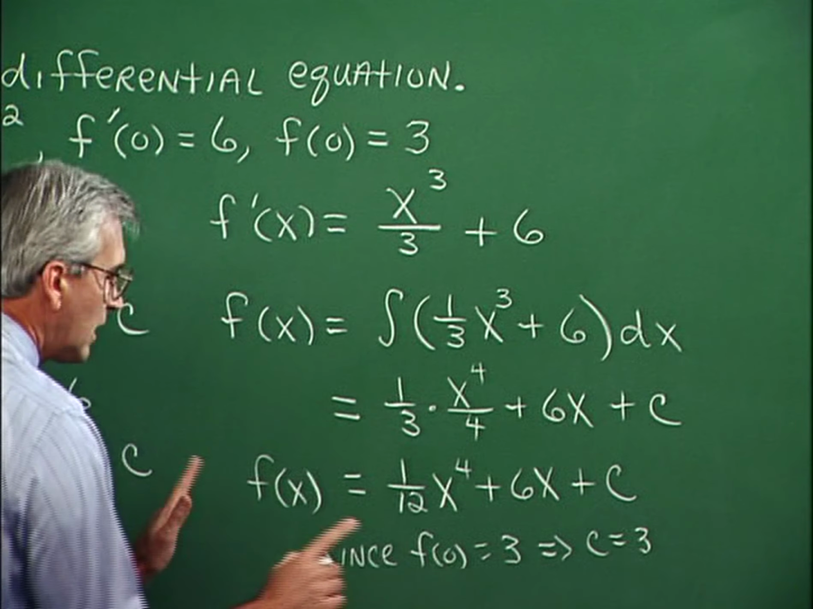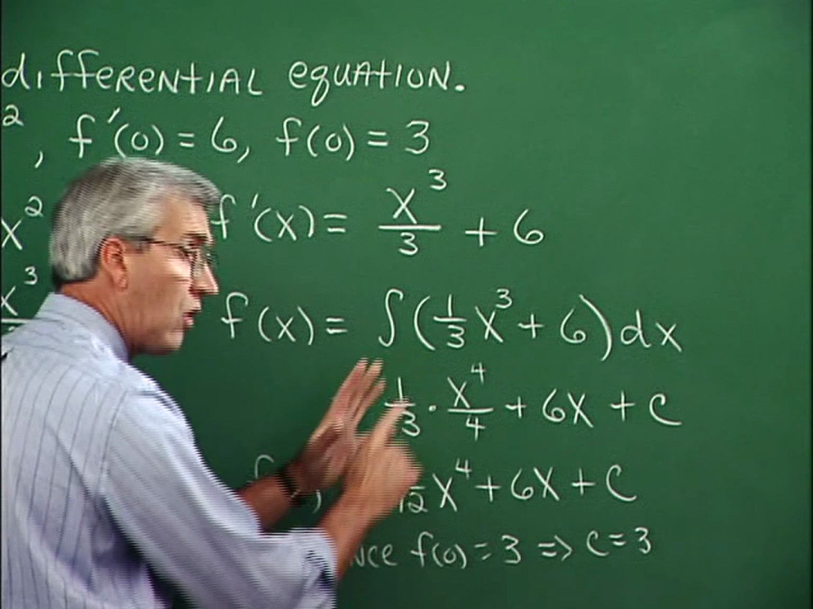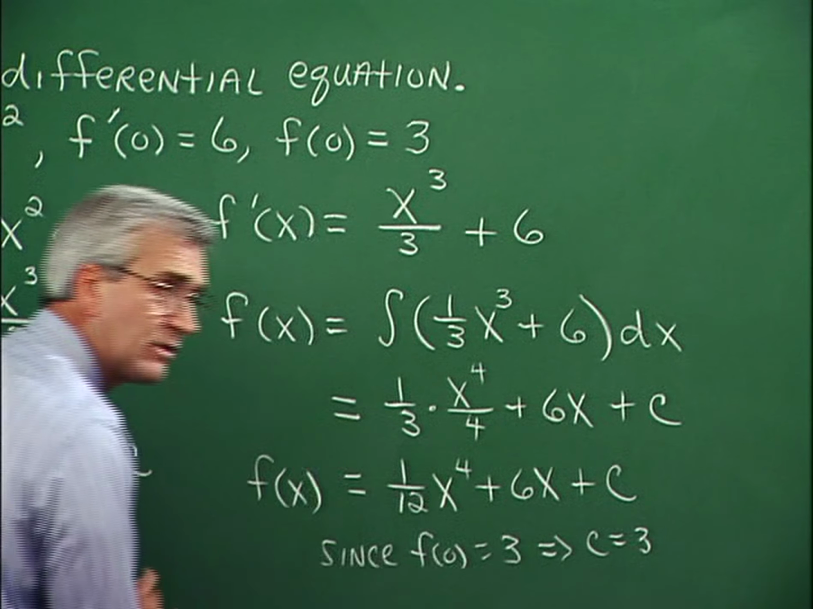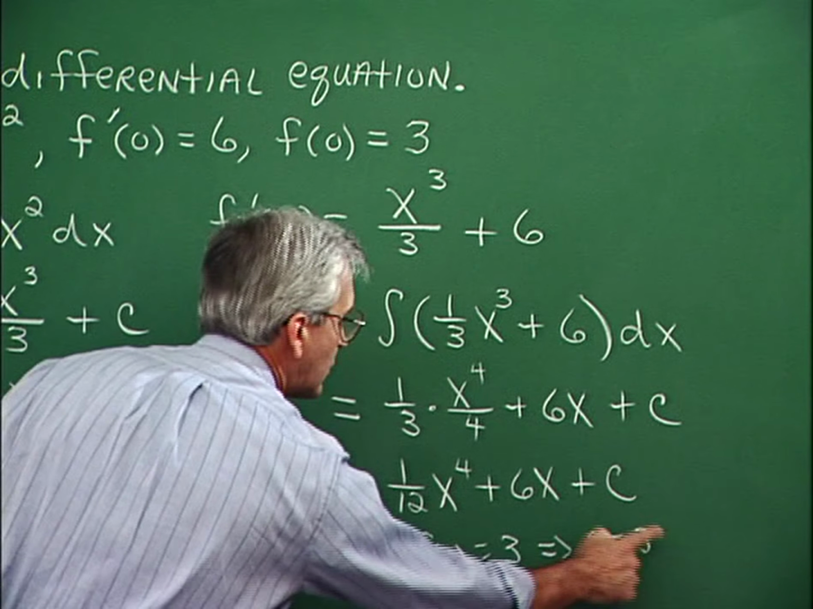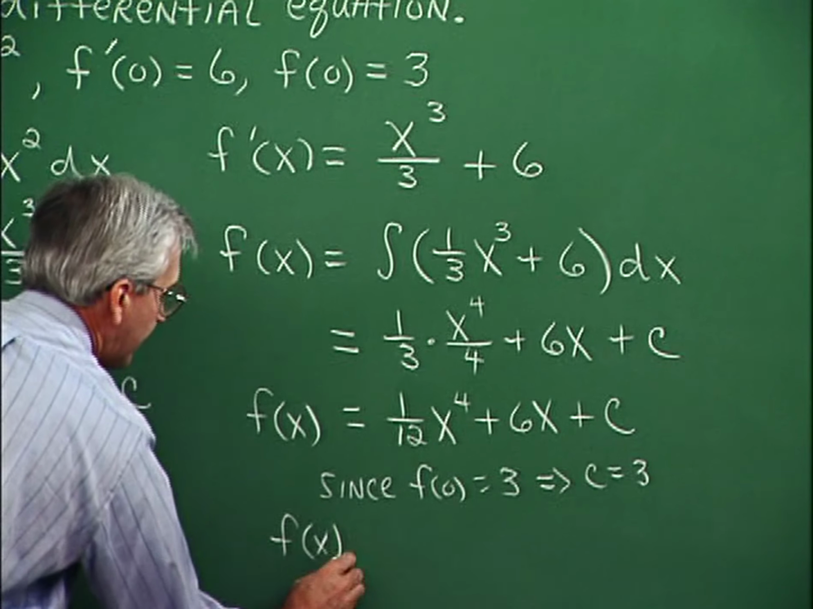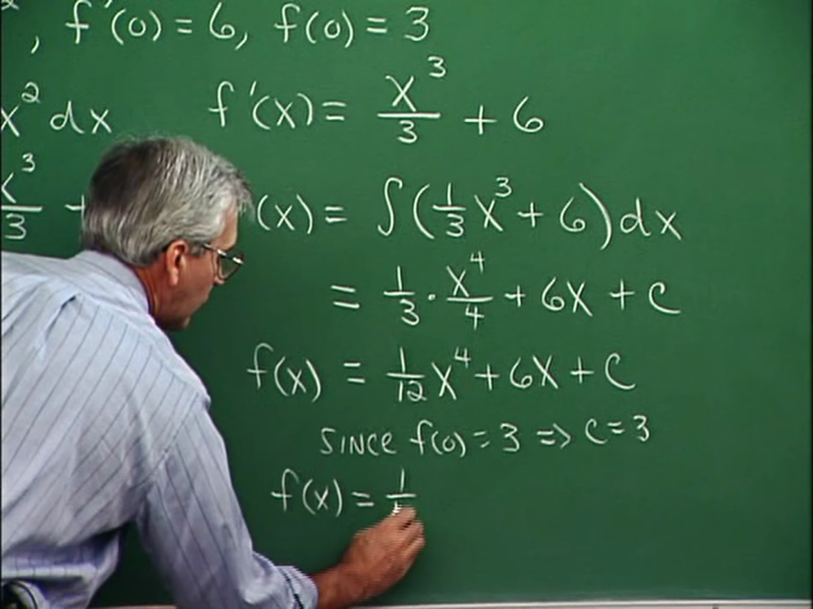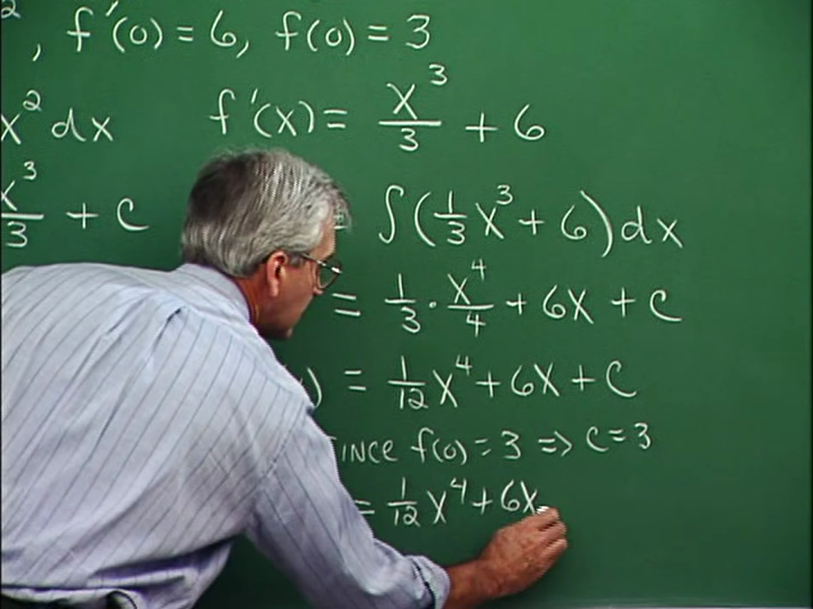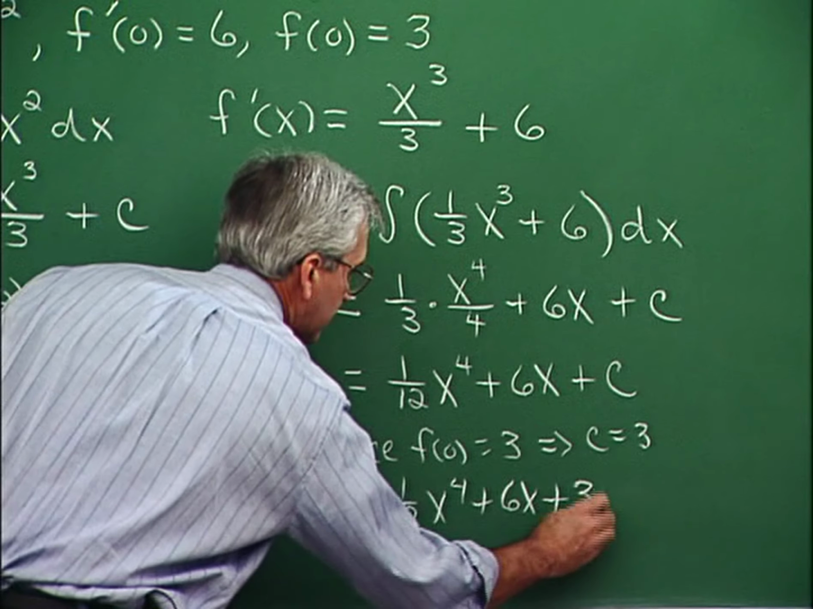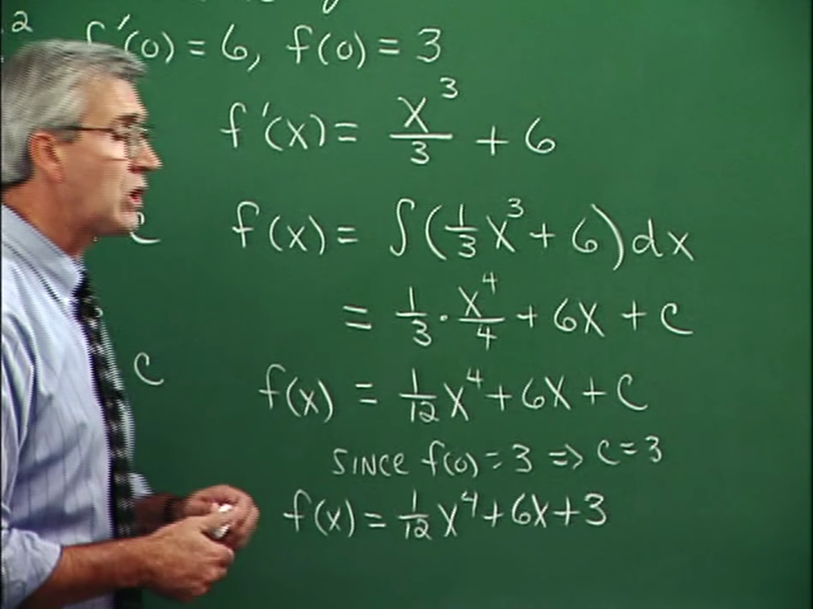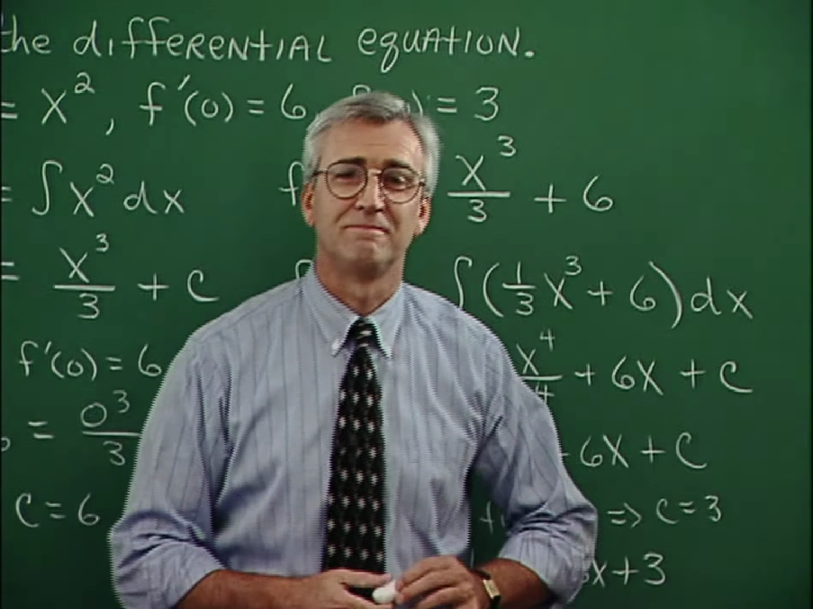Now, just because f of 0 is 3 in all cases doesn't imply that c is going to be 3. It does in this case because of the nature of the function. Now, if c is 3, we can rewrite this as f of x is 1/12 x to the 4th plus 6x plus 3 as our f function. We have solved the differential equation.